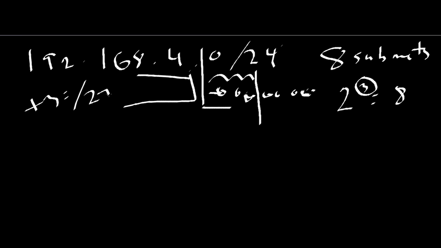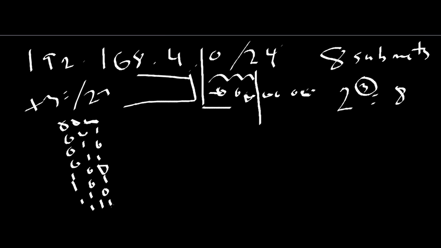So how many possible combinations can we get? Of course, you can get your 0, 0, 0. You can get 0, 0, 1, 0, 1, 0, 0, 1, 1, 1, 0, 0, 1, 0, 1, 1, 1, 0, and 1, 1, 1. You add it up, that's 8. Exactly the number of subnets we need.